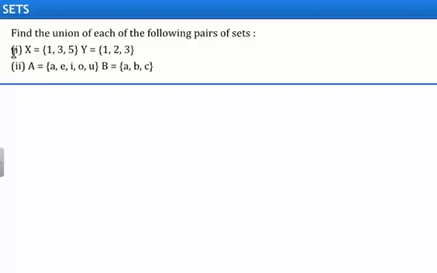In this problem, we are given a pair of sets in each part of the problem. We need to find the union of each pair in the following parts. Let us begin with a solution.